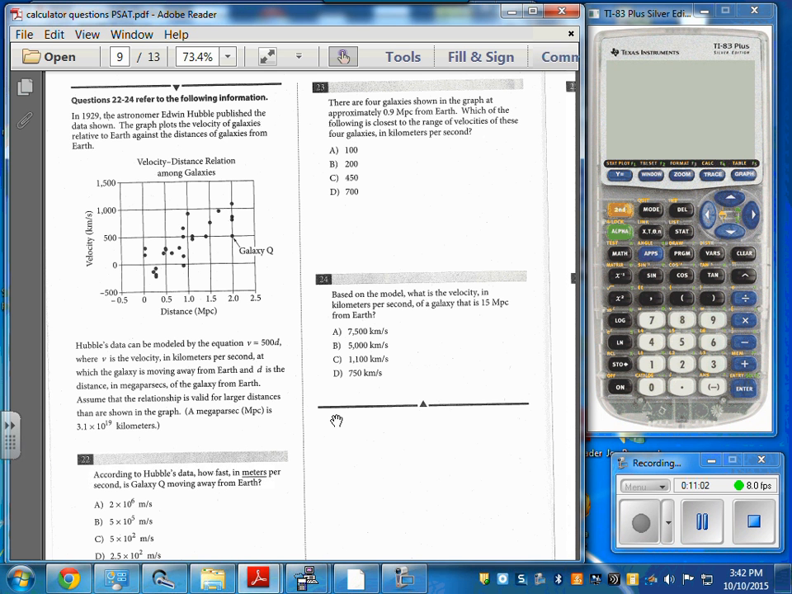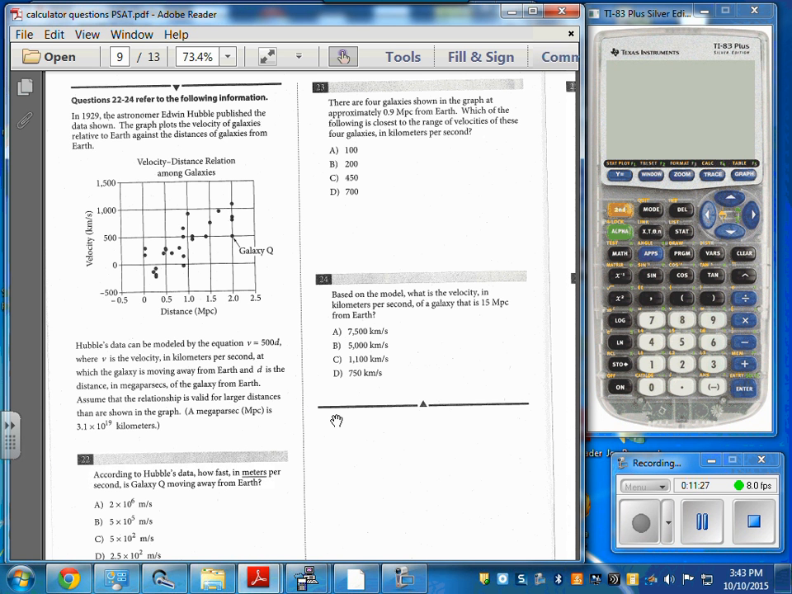And some of the ones that are further away, the distance is in megaparsecs. I'm not sure what that is. A megaparsec is 3.1 times 10 to the 19th kilometers. I don't know that that's important, frankly. But let's look at the data. And then they have one galaxy called Q, which is sort of pointed out. We have 3 questions on this.